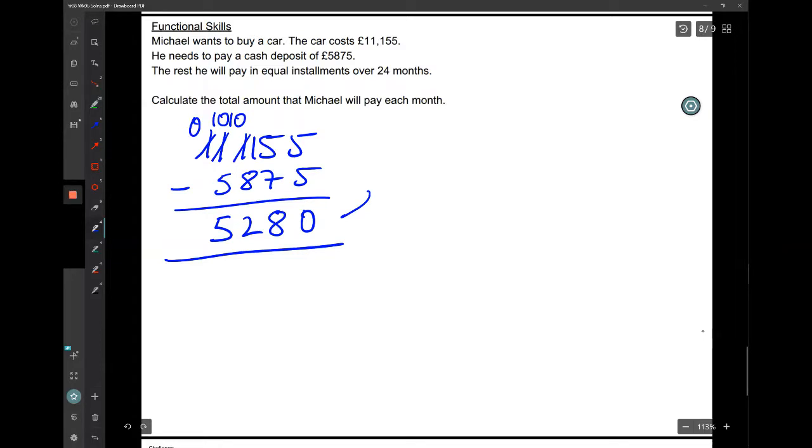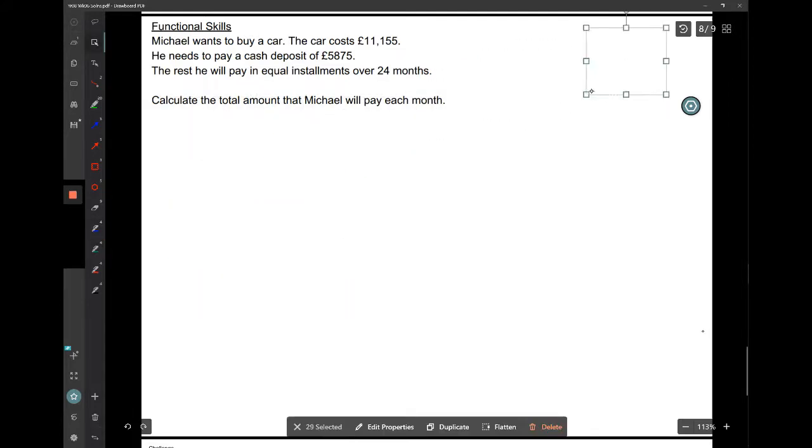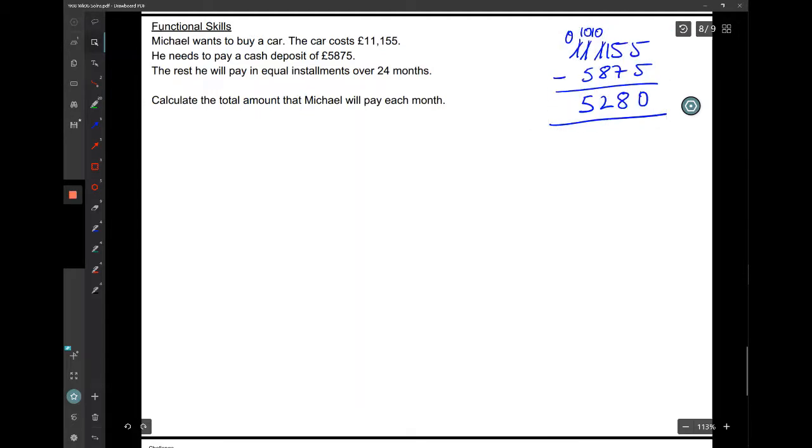Now, this payment is divided into 24 months. So we're going to have to do some super fun division here. I'm just going to move this out the way so it's nice and small. I need some space. So 5,280 divided by 24.